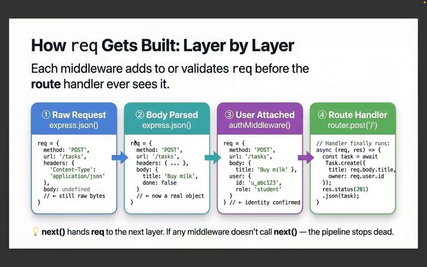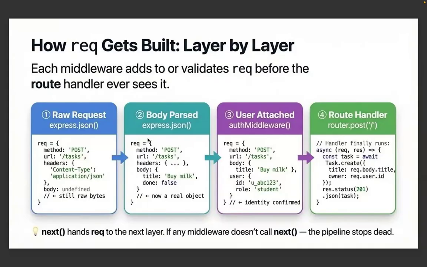Next, we will talk about how a request gets built layer by layer. Each middleware adds to or validates the request before the route handler ever sees it. We can look at the four stages. Stage 1, the raw request. When the HTTP request first hits the server, Express sees the method, the URL, the headers, right? But the body, you can see here, the body is undefined because it is still just raw bytes.